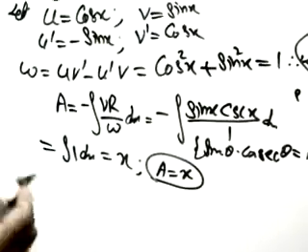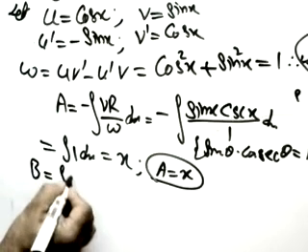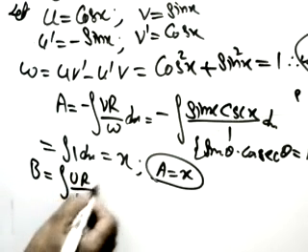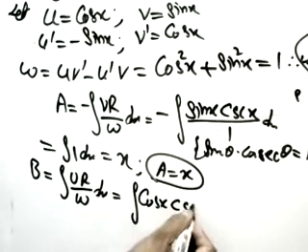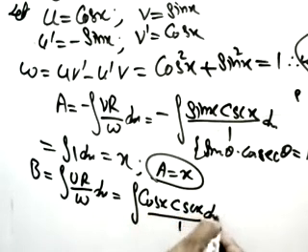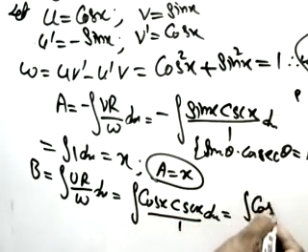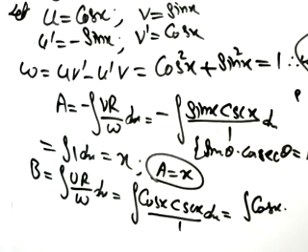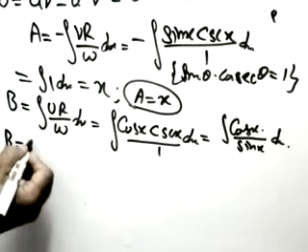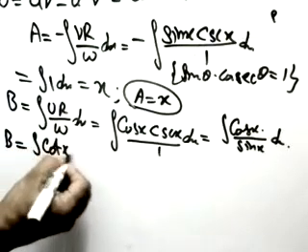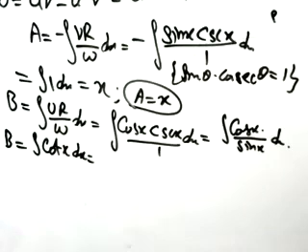Now, let me find b. What is the formula of b? b equals integration u into r by w dx. Integration of u, we have cos x, into r, we have cosec x, by w is 1, into dx. Integration of cos x into cosec x is nothing but cos by sin, which will be cot x. So we get b equals integration of cot x.